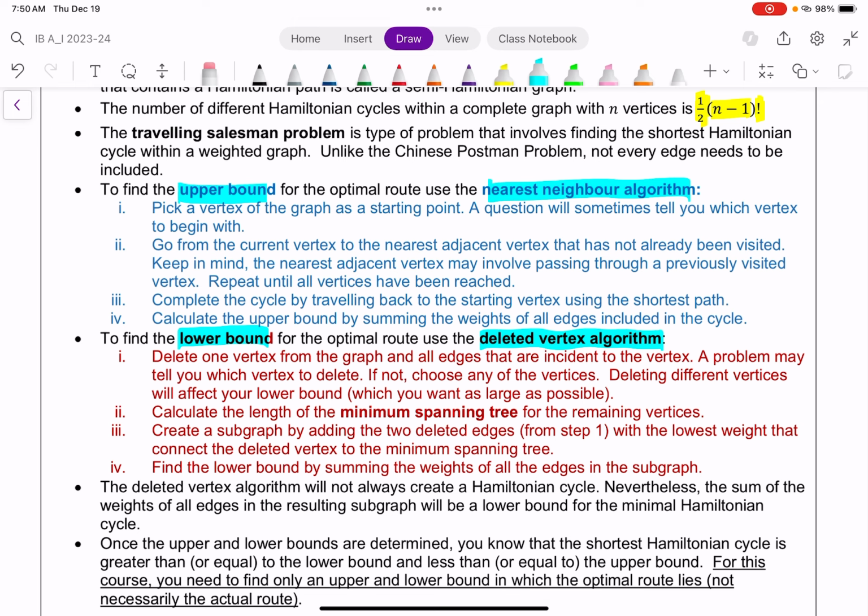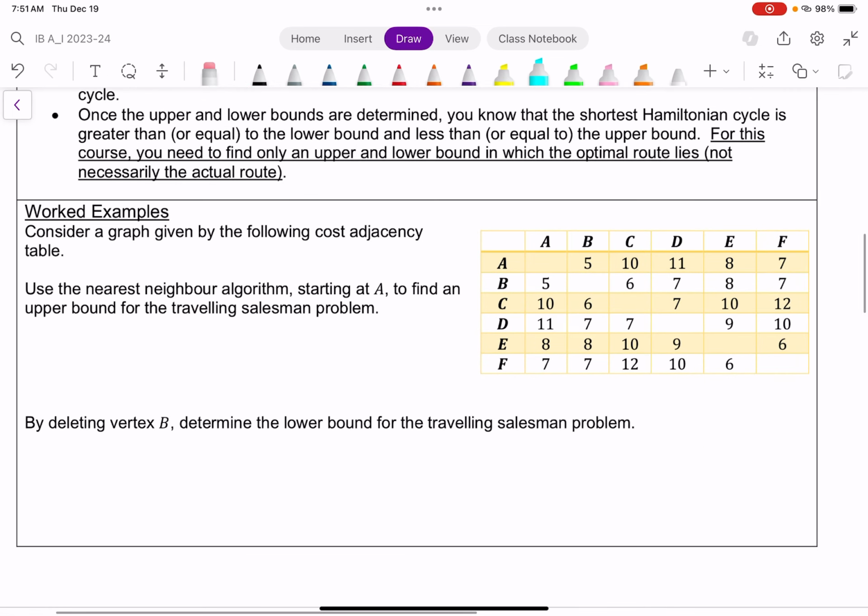Because again, actually finding the optimum path is quite often beyond the scope of what we're expected to do in this course, unless it turns out the upper bound and lower bound are exactly the same. Then we know what that optimal route would be. Or I should say, we don't know the route, we know the optimal distance, the shortest distance. And so let's do it. Let's use these two algorithms, this time with an adjacency table. Now we could draw this graph out, but everything we need is on this table.